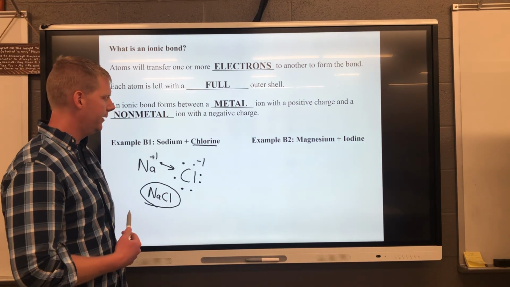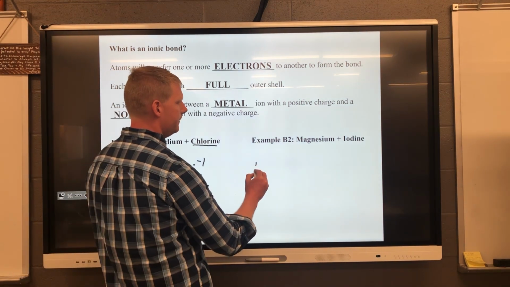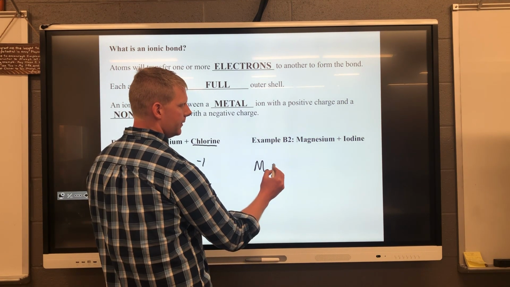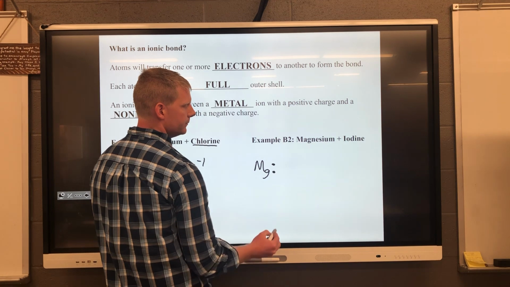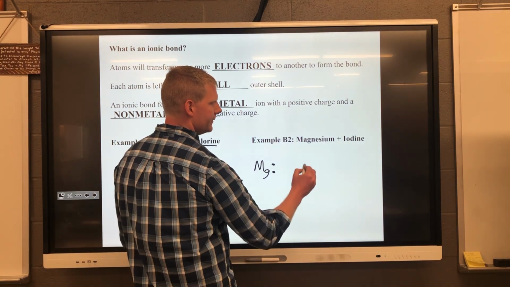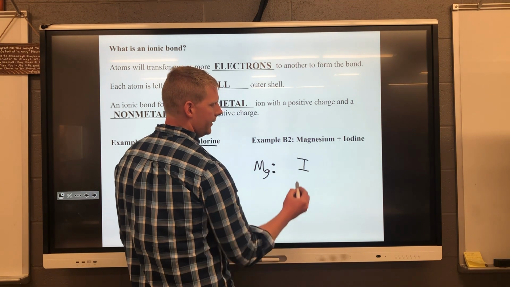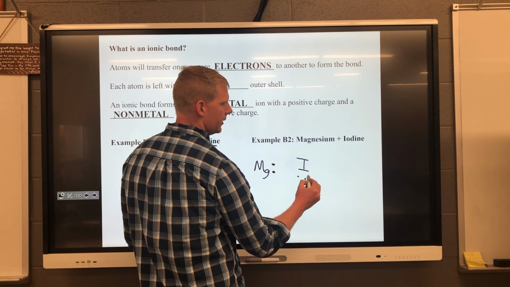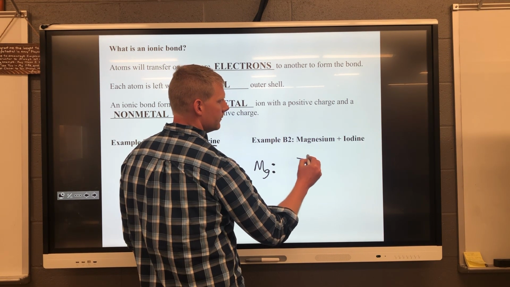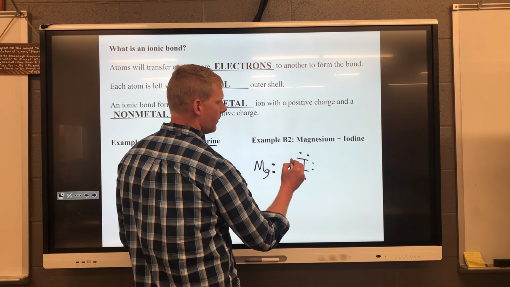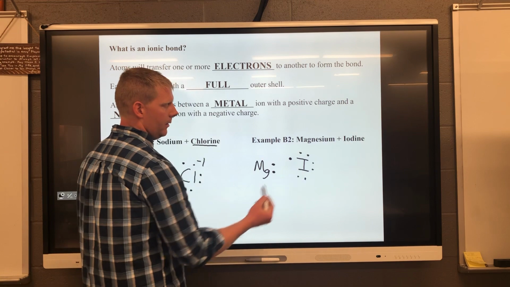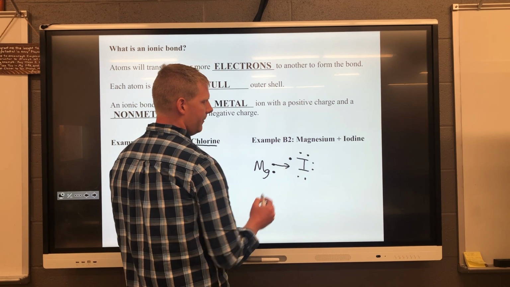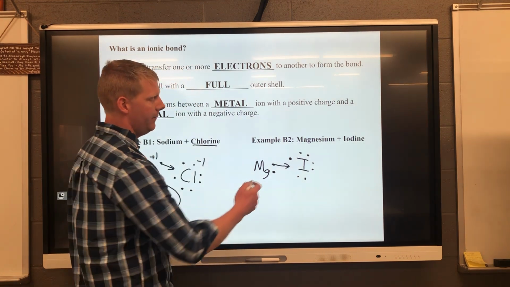So let's try another one. We have magnesium. So Mg, it's in group 2, find it on the periodic table. So it's going to have 2 valence electrons. Now iodine. Iodine should be found in group 17, so we know 7 valence electrons. So right here, I have the electron dot diagram. So this electron from the magnesium is going to go over to the iodine to make it 8.